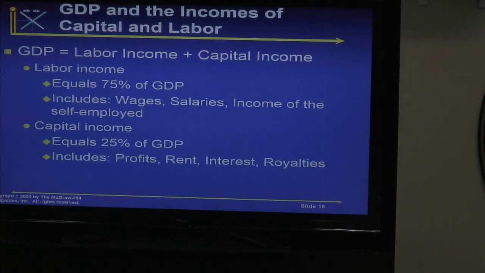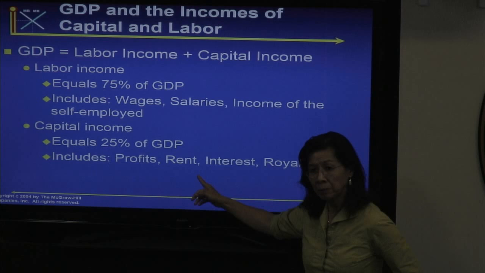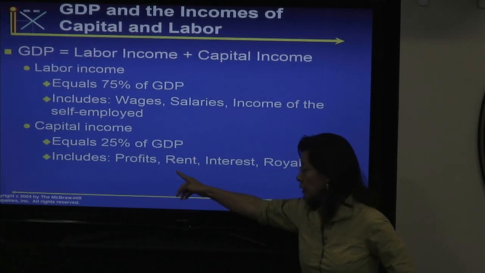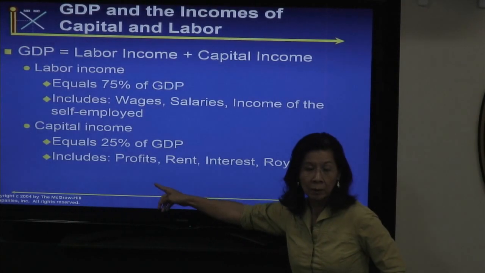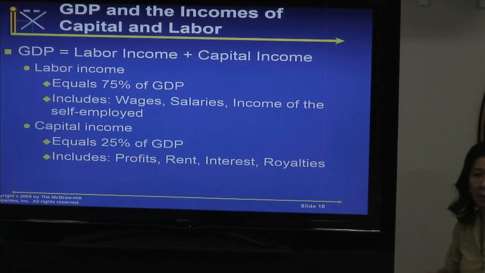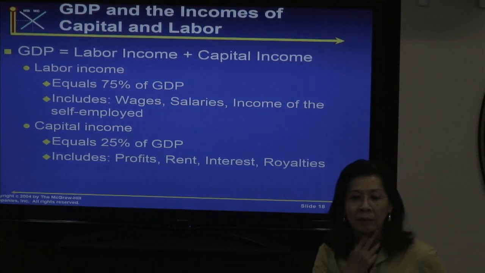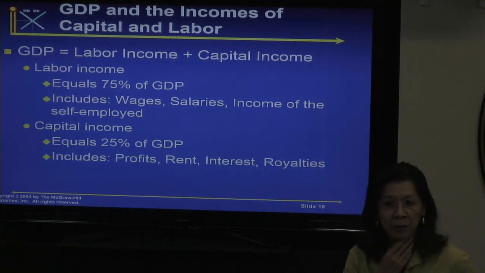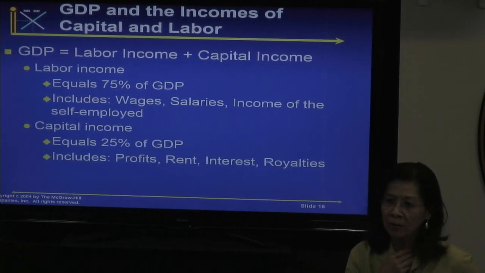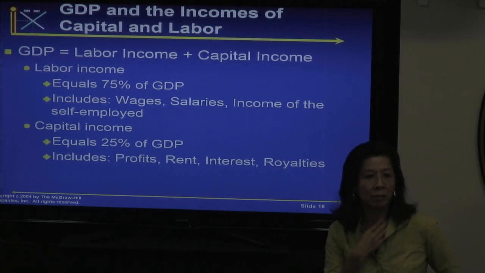And capital income will be something like interest payment that you receive from your investment, the rent that you receive if you have properties, profits, and the last thing is royalties. What is royalties? Does everybody know what royalties is? What kind of things have royalties? Give me an example.